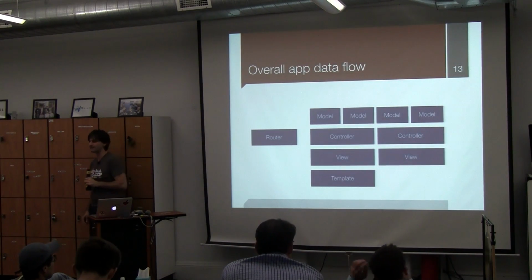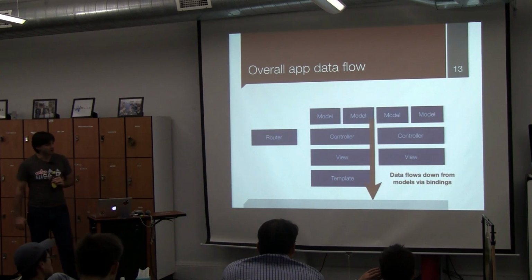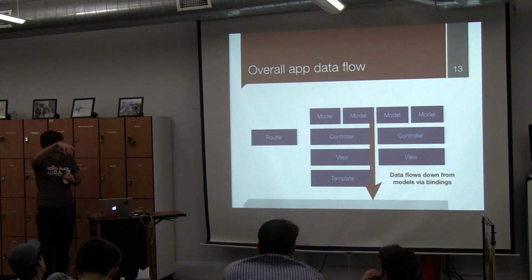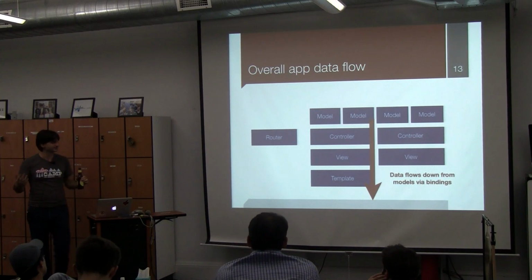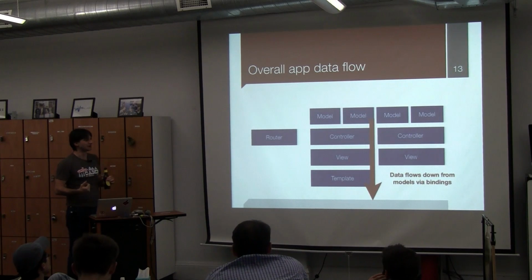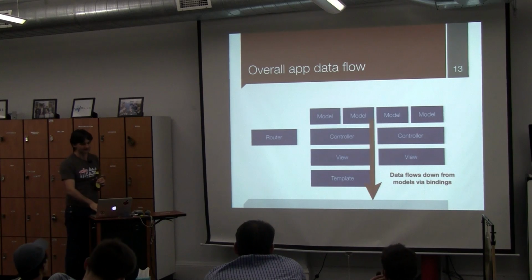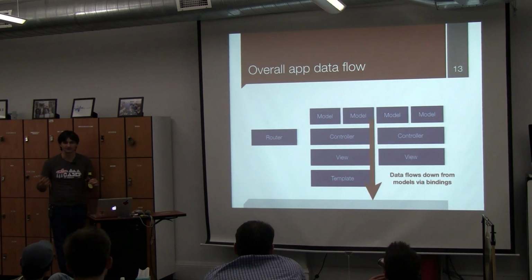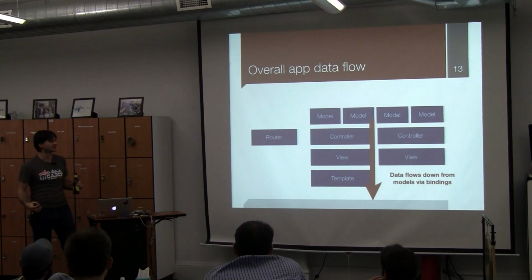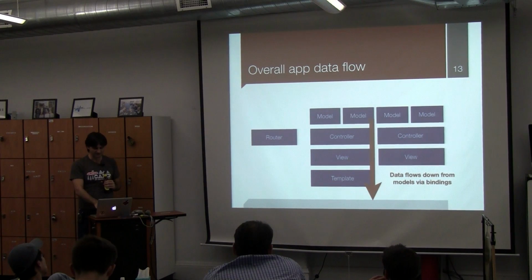So here's the overall app data flow for a well-constructed Ember app. Data is going to flow down from the model through controllers, views, and templates, becoming HTML through bindings. Thinking about this direction is really important to understanding where the dependencies lie and what knows about what. A big part of software development is information hiding. You want to be able to deal with just the collaborators that you need to know about right now. Otherwise, you end up with a nasty mess of spaghetti.